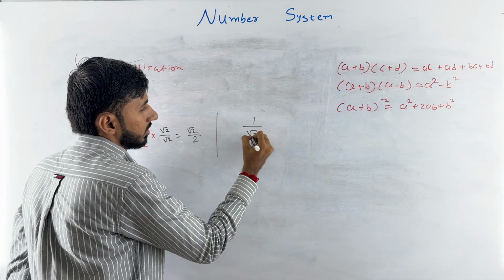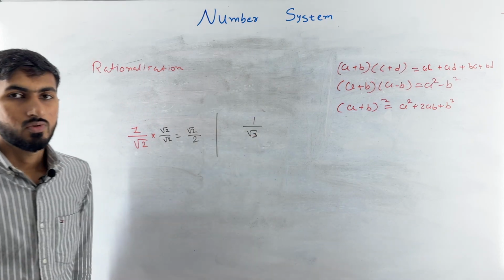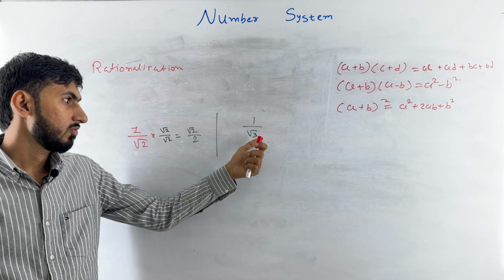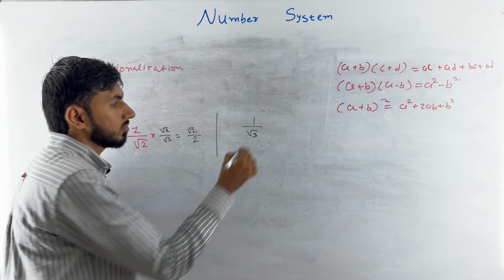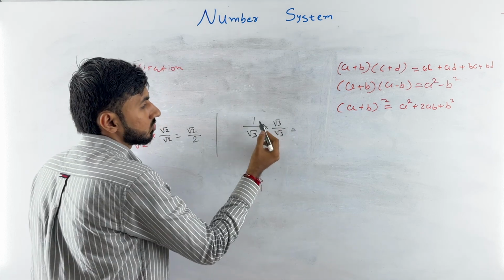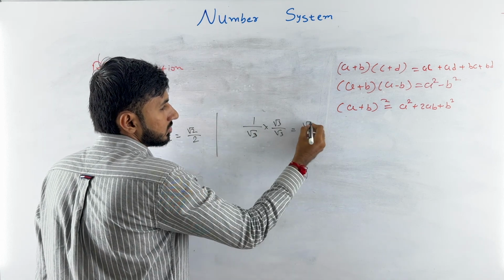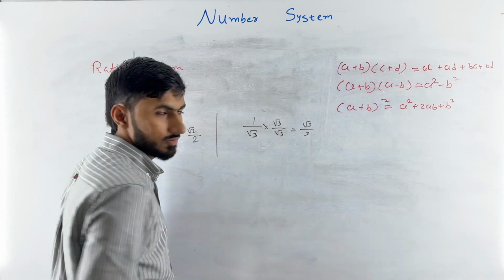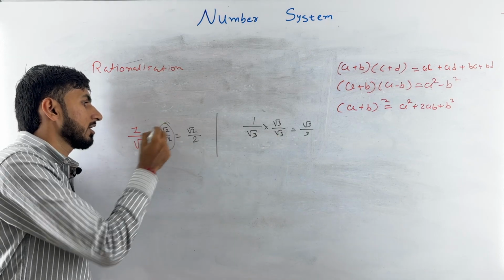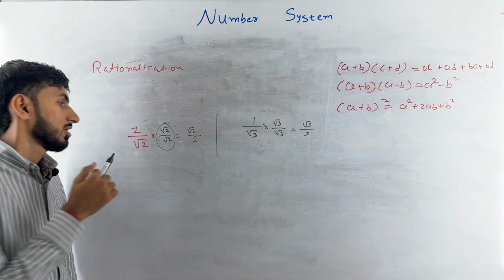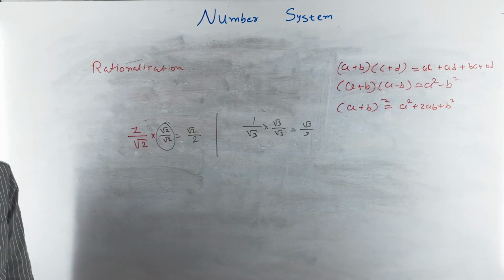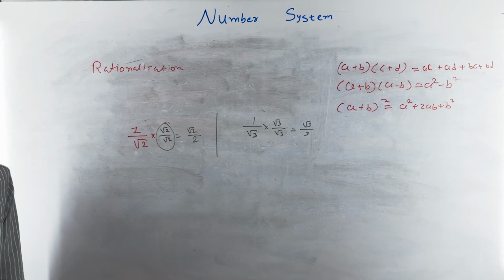When we have 1 upon root 3, now what if I have to replace this denominator? Here we have an irrational number. What if I want to make this irrational number a rational number? I can just multiply and divide it with the same number, right? So here I have 1 multiplied root 3 is root 3, and root 3 multiplied root 3 is 3, right? So the process of multiplying and dividing it with the same number such that the denominator will change into a rational number is called rationalization.